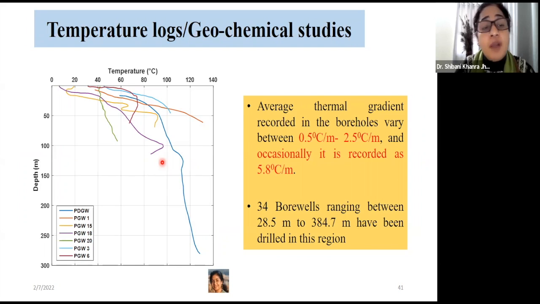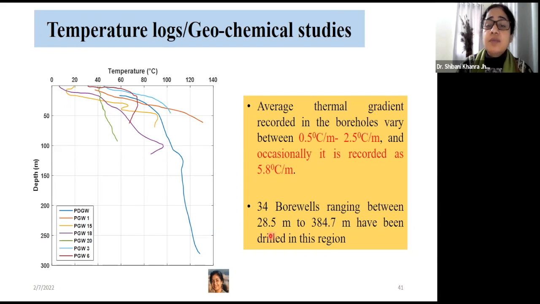So from this shallow depth study, this is what is obtained, the temperature log, how temperature varies with depth. Obviously, it increases, but at different wells, there is a different thermal gradient. As I have already indicated, thermal gradient is one of the important parameters. It is not the same. It varies between 0.5 to 2.5 degrees centigrade per meter. Also, a higher gradient of 5.8 degrees centigrade per meter is observed in some portions, which is quite high, indicating higher potential.